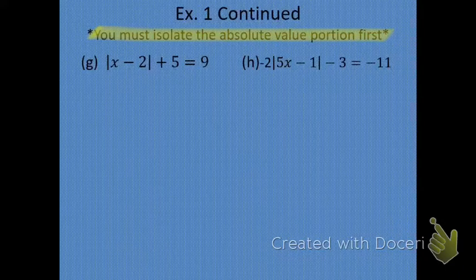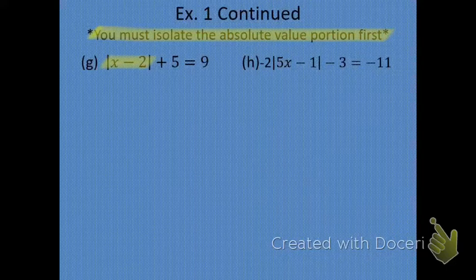Now, I need to know, looking at letter G, someone tell me, what is the absolute value portion that needs to be isolated? When I say that, what am I talking about? What in letter G needs to be isolated before we start writing the equation? But you got to read it to me right. How do you read it? There you go. So I want everyone to highlight the absolute value of x minus 2. That's the piece or the portion of the problem that must be isolated before we can write our two equations.